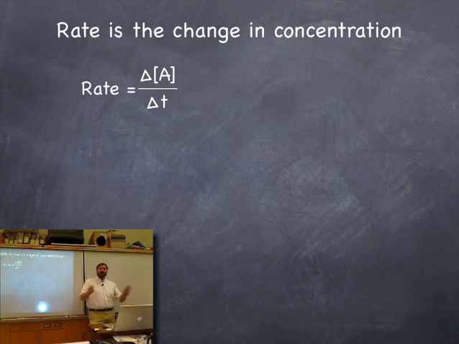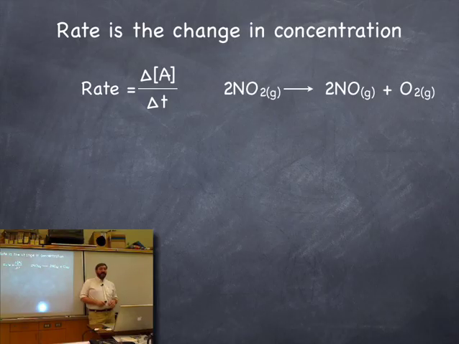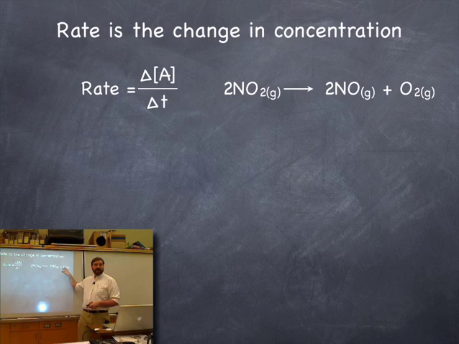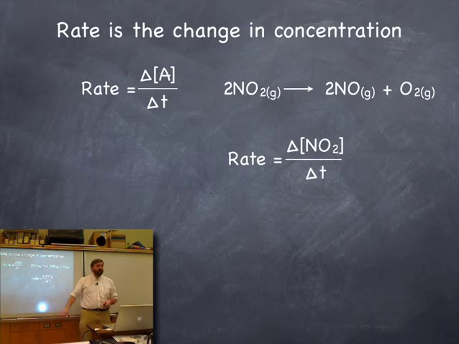All right, so a typical type of reaction. Straightforward reaction. We have NO2 reacting with itself to produce NO and O2. So, we have two NO2 molecules reacting to produce two NO molecules and one oxygen molecule. We can define the rate for this chemical reaction as the change in the concentration of NO2 divided by the change in time.